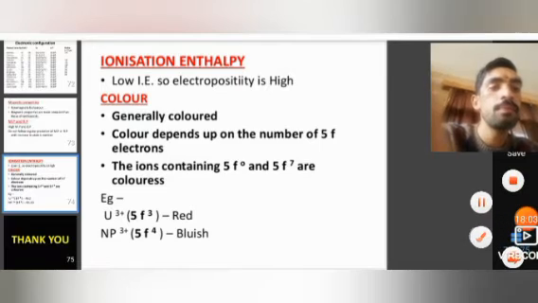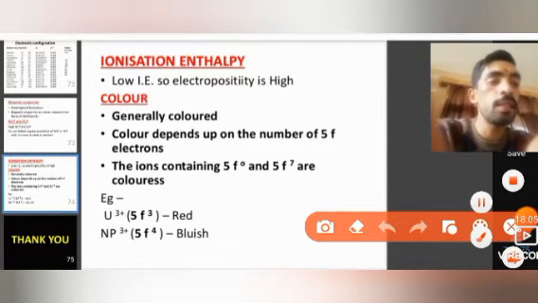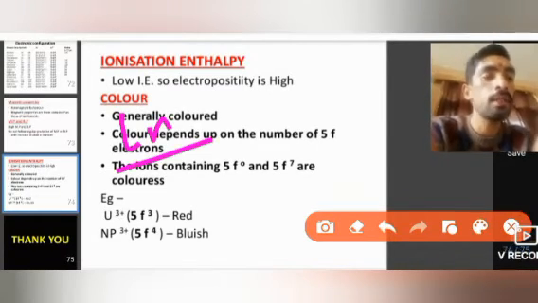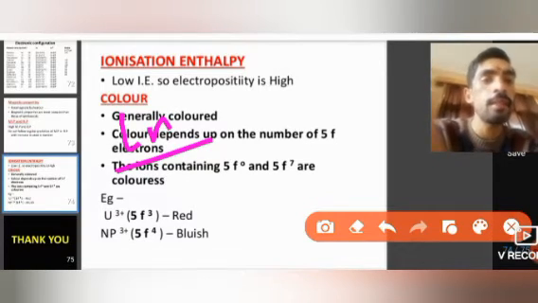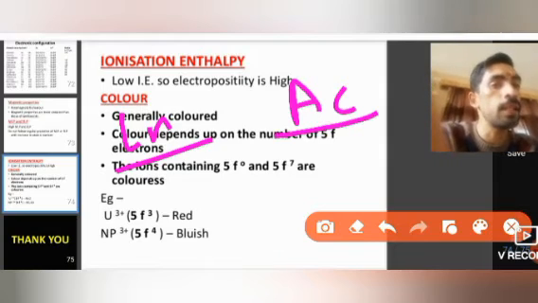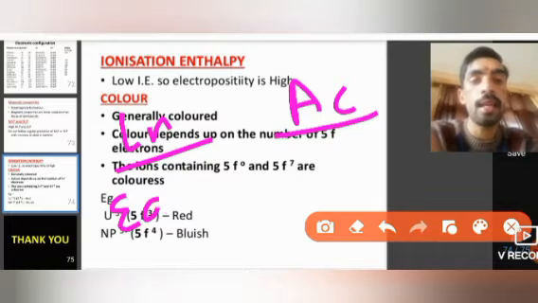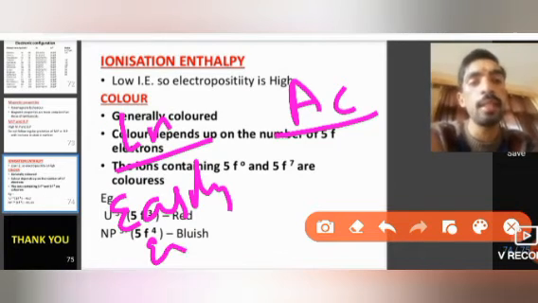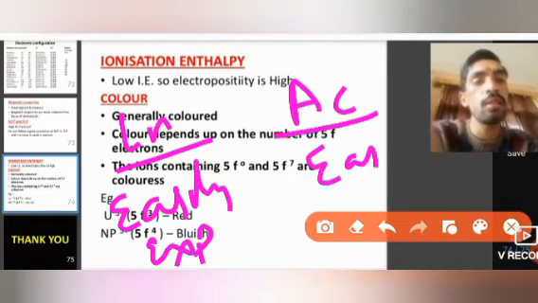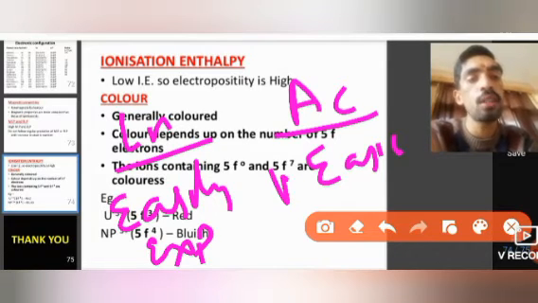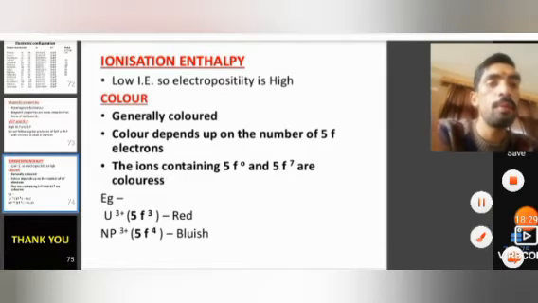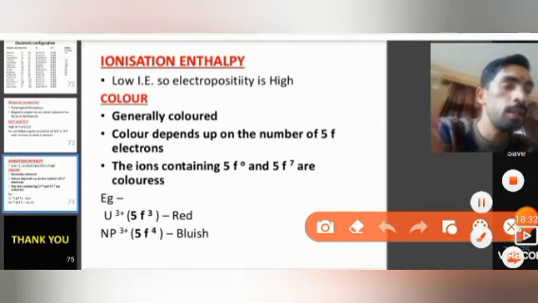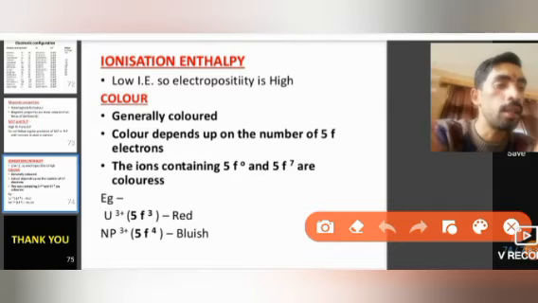Next is on the basis of magnetic properties. Lanthanides have paramagnetic nature, and their magnetic properties can be easily explained. Actinides are also paramagnetic, but their magnetic properties cannot be easily explained. Okay, so I think you are able to hear me and understand that.